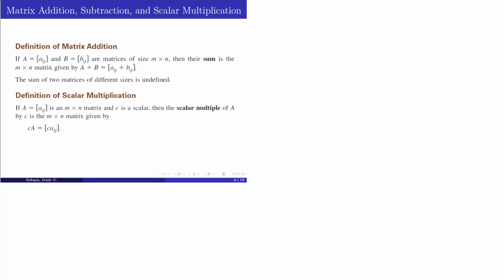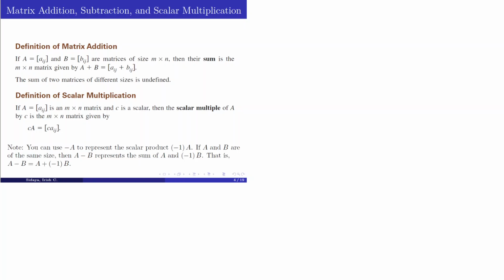Next is the scalar multiplication. If A is an m by n matrix and C is a scalar, take note a scalar is a quantity that is described by a numerical value, then the scalar multiple of A by C is the m by n matrix given by this one. That is, we multiply each element of matrix A by C. We will have the examples of these operations later.